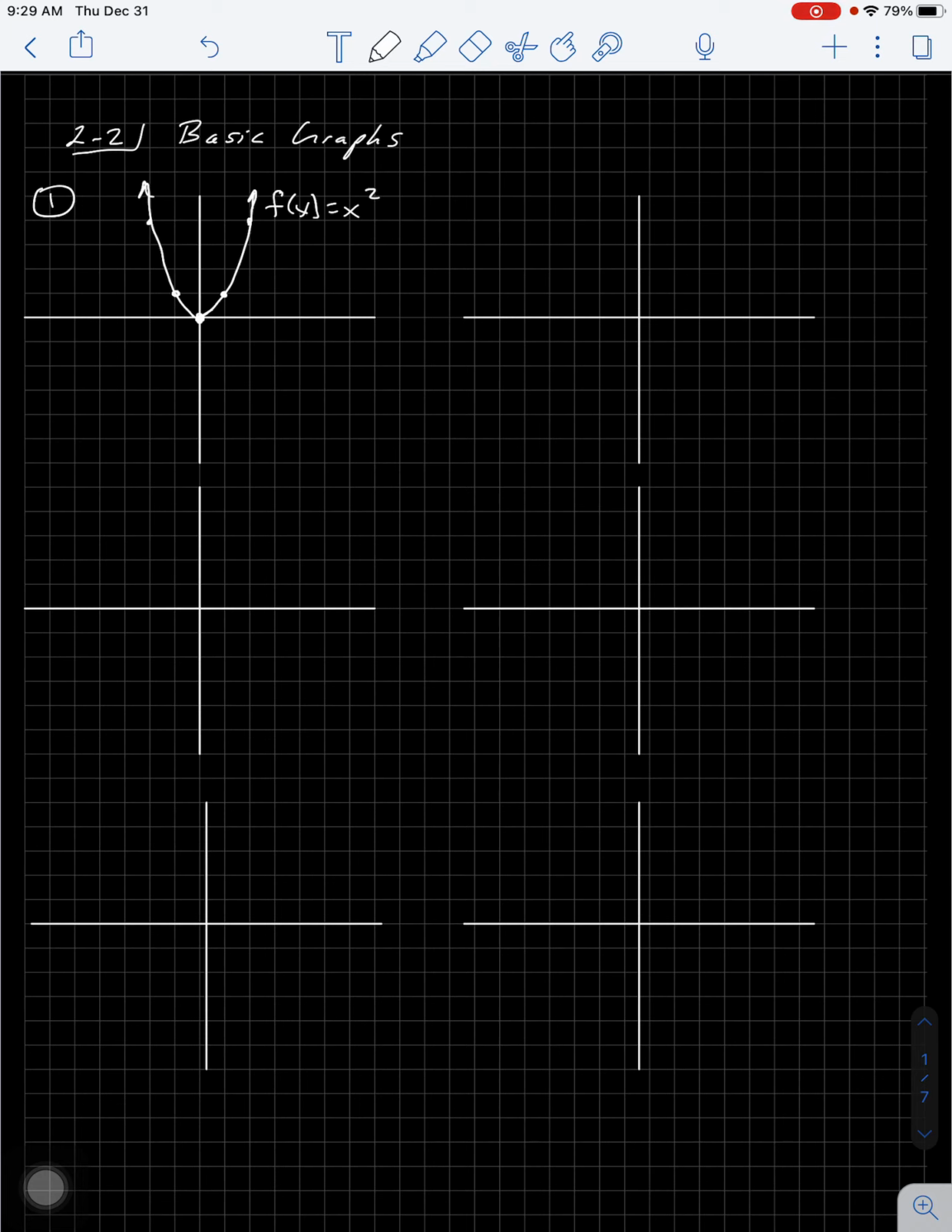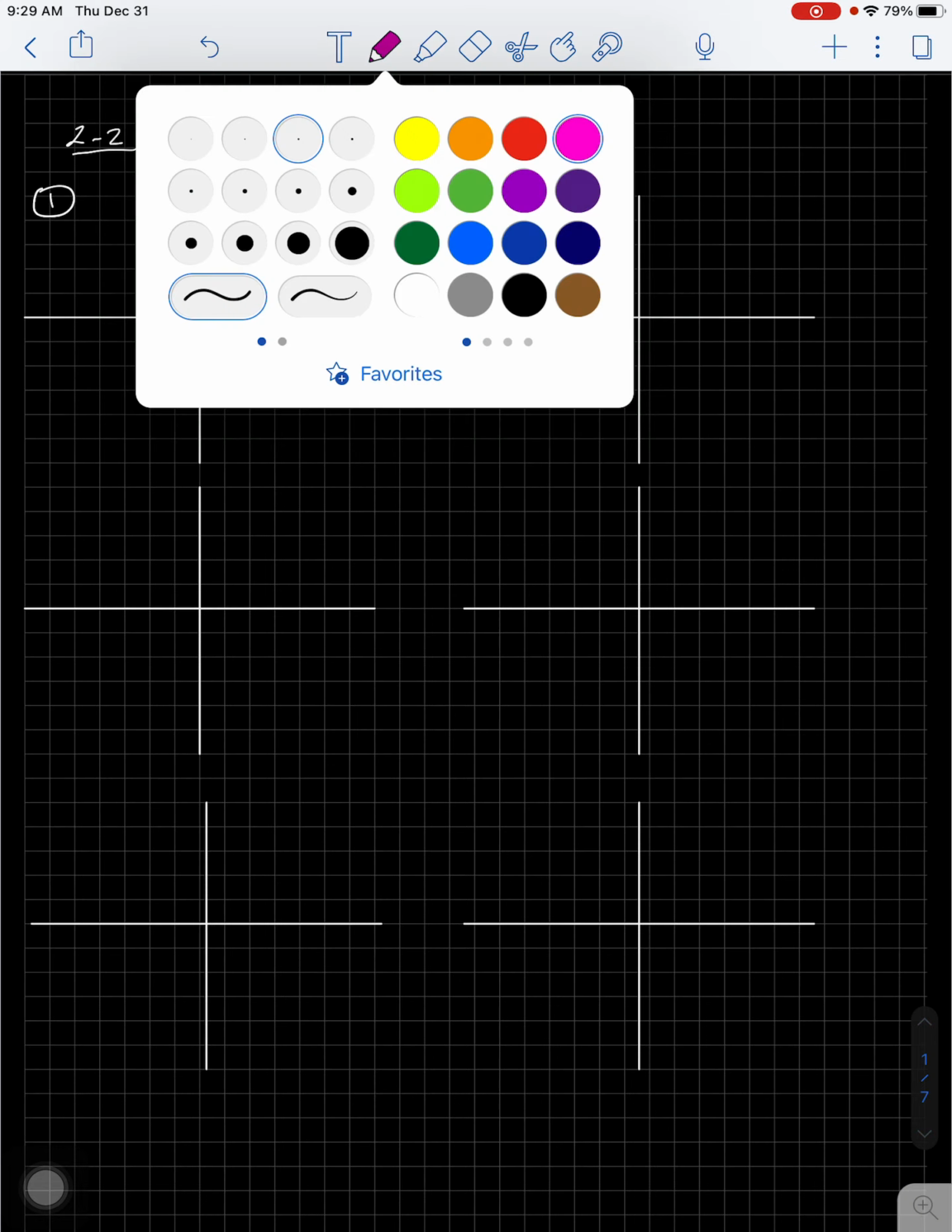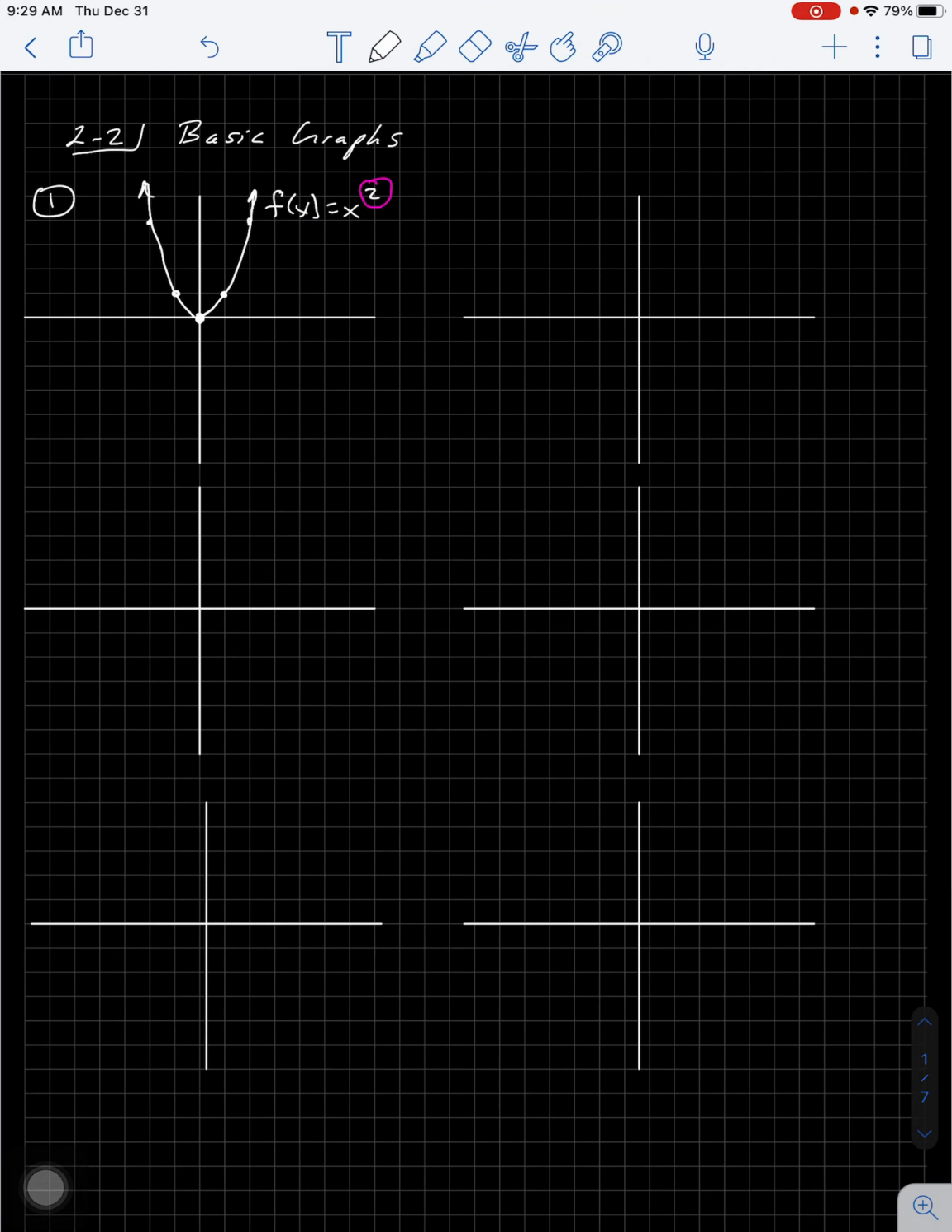Now what is important about this graph, what makes it this shape, is the squared right here. So anytime you have something where the highest power is 2, it's going to look like this parabola. So then any kind of equation that has that x squared, you're like, okay, I know this is roughly a parabola, and that's going to help you greatly in calculus. So that's the first one that you should memorize.